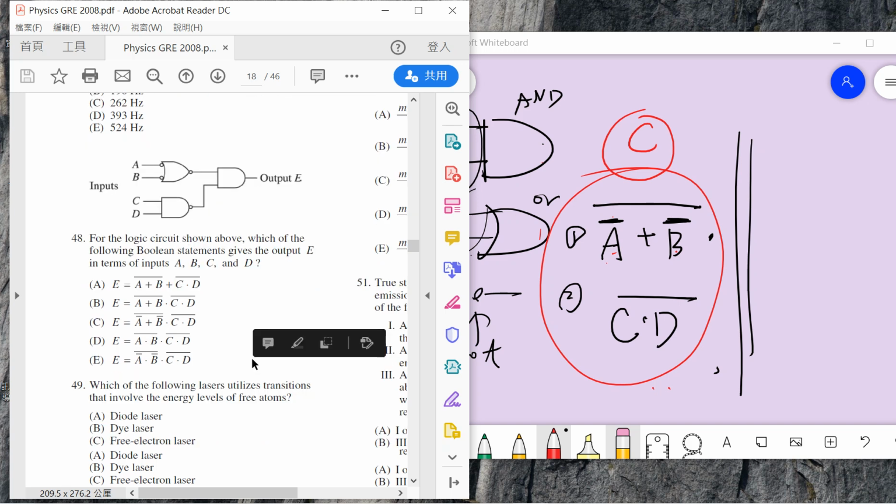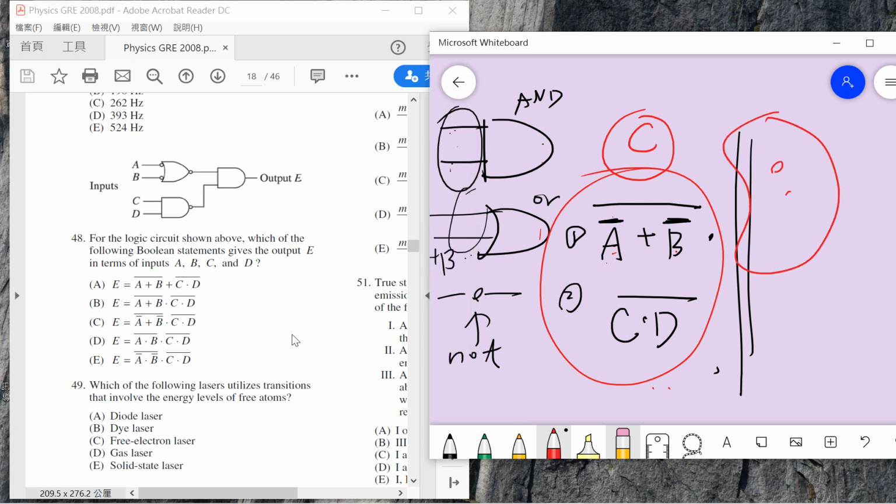Okay, 49. Laser utilizes, involves the energy levels of free atoms, so it utilizes the transitions. Basically, what's the answer? Free atoms. The answer is D, right? Because with a gas, if you have a lot of gas and you apply voltage, the transition from the free atoms will give you the light. So the answer is D. The only answer is D.